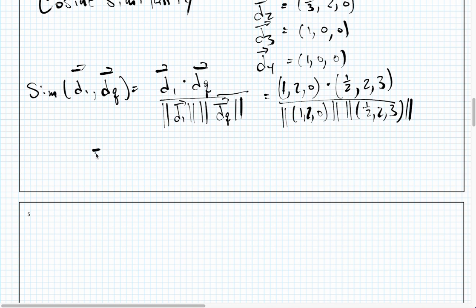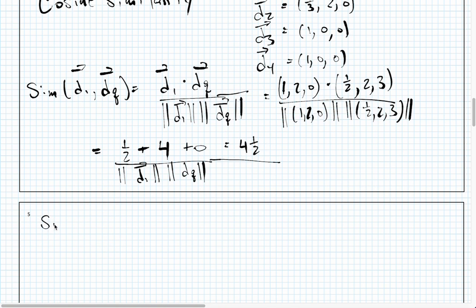And that is equal to, well, 1 times 1/2 is 1/2, and 2 times 2 is 4, and 3 times 0 is 0, and that's over, I'm just going to call it the magnitude of D1, and you'll see where I'm going with this in a second, times the magnitude of DQ. So in the numerator, I've got 4.5.